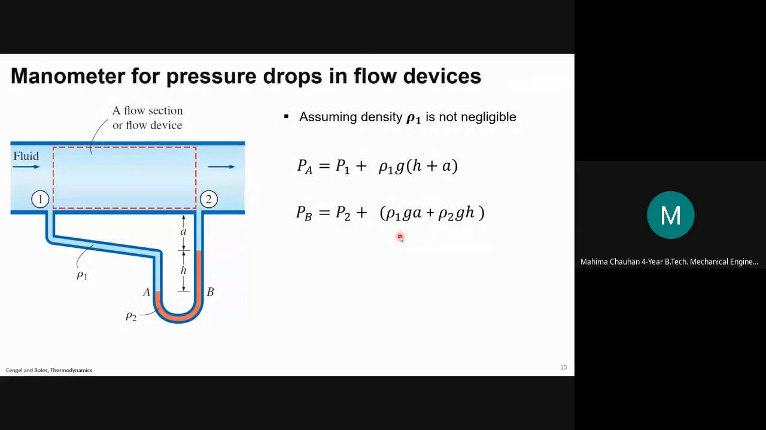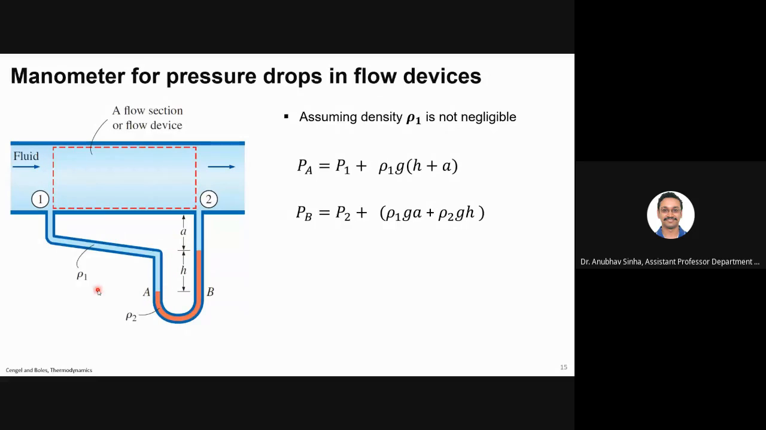I want to calculate pressure at point A in terms of pressure at point 1, and similarly for B in terms of pressure at point 2. Let us say this is point 1. As I explained previously, when you go up, you subtract; when you come down, you add. So P1, now I am going down through this liquid column. It is not straight, it is inclined at some angle, but I don't care about that. I only care about the vertical distance, which is a plus h. This is the height.